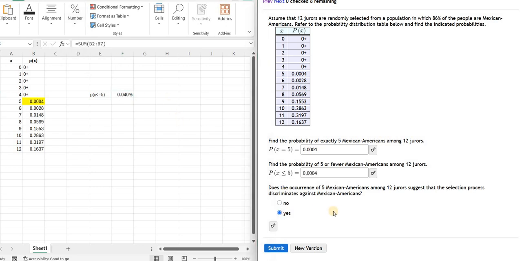So definitely this is discriminating against the Mexican Americans in the 12 jurors.